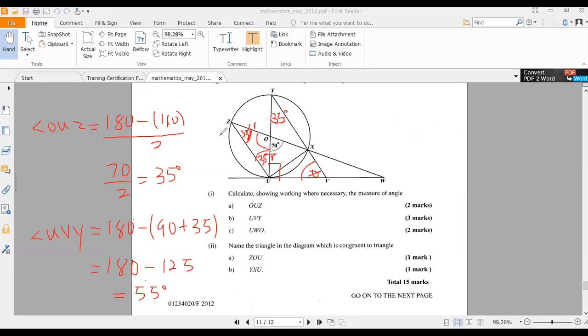So what we did was this: if this is 110, that means the two angles have to be the same. So you say 180 minus 110 divided by 2. You'll get 70 divided by 2, gives me 35. You follow through? All right.